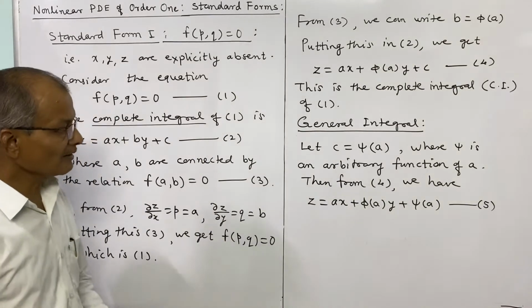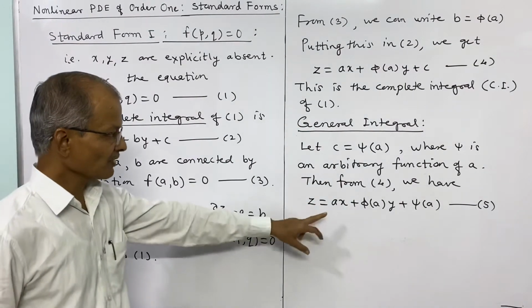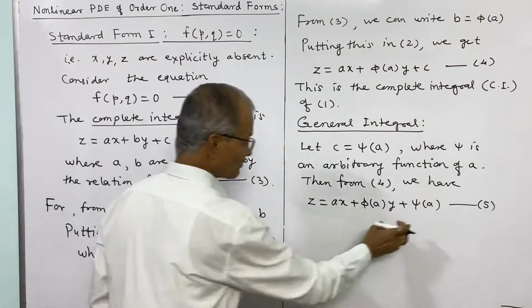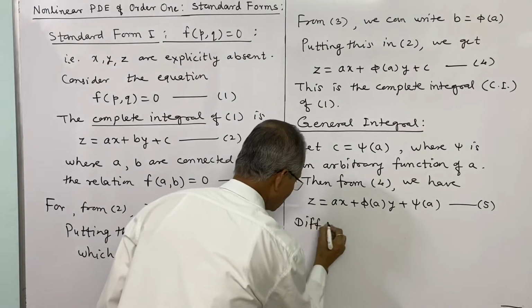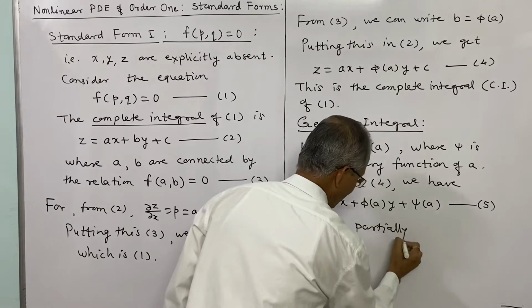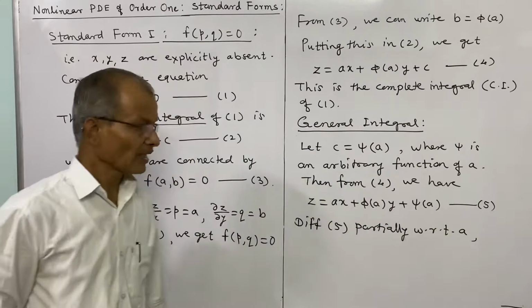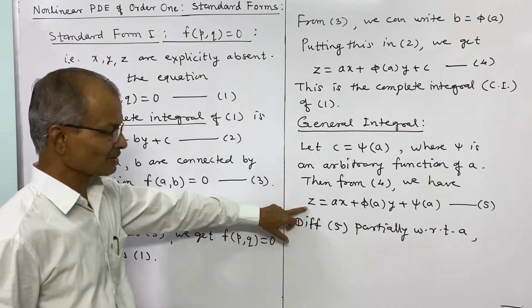Now, to obtain the general integral, we shall differentiate partially with respect to a. Now what is the partial derivative of this with respect to a? This must be 0.